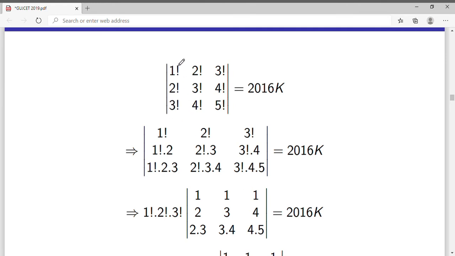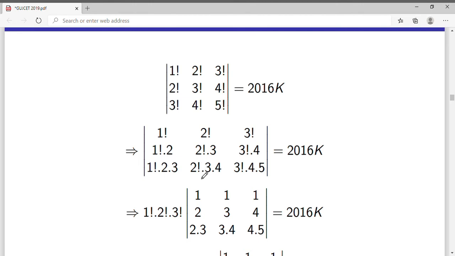Now here observe this pattern. 1 factorial we keep as it is. 2 factorial we can write as 1 factorial into 2. Same way 3 factorial is nothing but 1 factorial into 2 into 3. So do the same changes in the other columns also. 2 factorial keep as it is. 3 factorial is nothing but 2 factorial into 3. 4 factorial is 2 factorial into 3 into 4. Same way in the last column, 3 factorial. 4 factorial we can write as 3 factorial into 4 and 5 factorial is nothing but 3 factorial into 4 into 5.